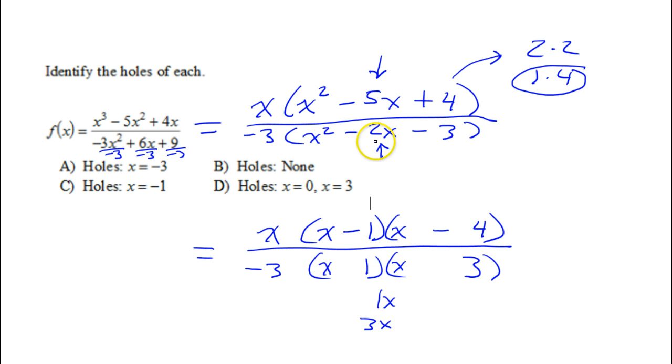I'm trying to get a middle of negative 2. So I need a positive 1 and a negative 3 to make negative 2. So there's my positive 1 and my negative 3. 1 times negative 3 is negative 3, so I have now factored the denominator completely. Nothing cancels out. None of the factors cancel out. So there will be no holes on this function. So the answer is B, none.